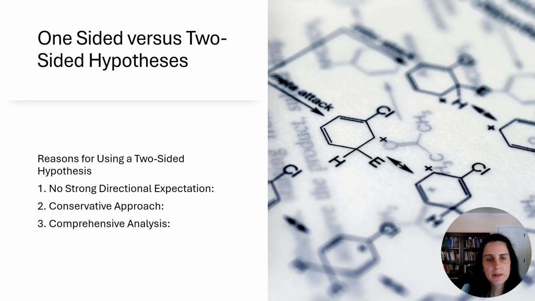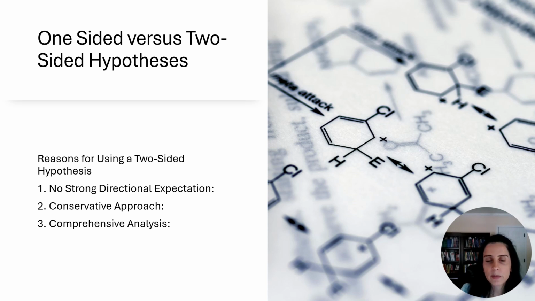In contrast, if there is no strong theoretical or empirical basis for expecting the effect in a specific direction, a two-sided hypothesis is more appropriate. It tests for the possibility of an effect in both directions. Two-sided tests are more conservative, meaning that they reduce the risk of type 1 error, which means incorrectly rejecting the null hypothesis when it is in fact true.